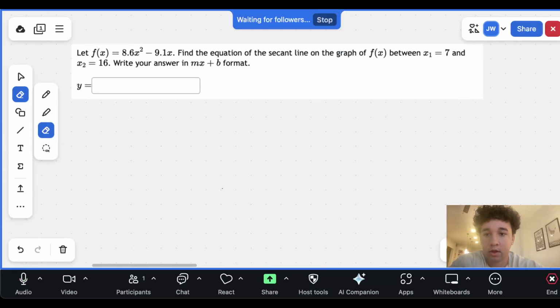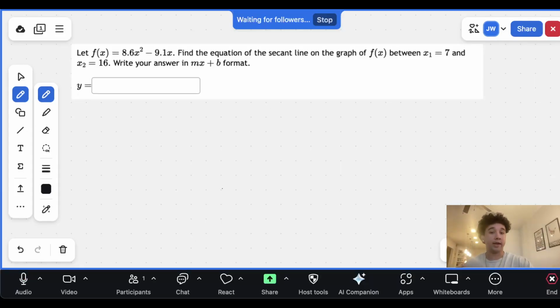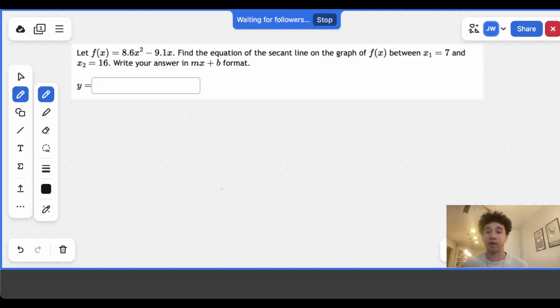So let f of x equal 8.6x squared minus 9.1x. Find the equation of the secant line given x sub 1 equals 7 and x sub 2 equals 16. Okay, so like I said before, we are finding the average rate of change, right? We're finding the slope. Now, slope is y2 minus y1 over x2 minus x1.